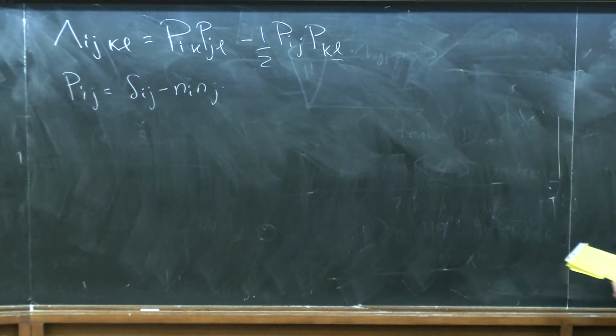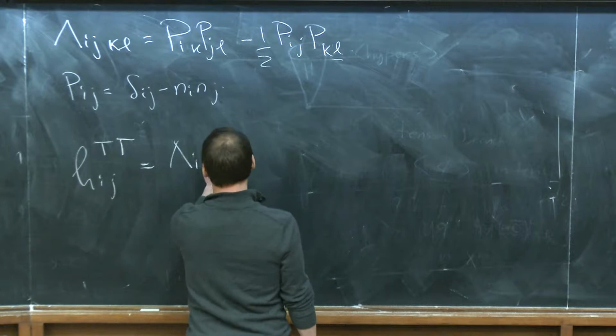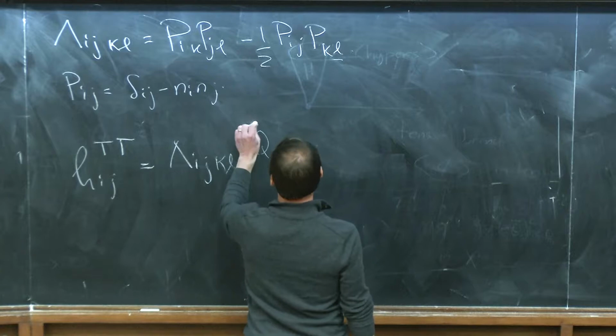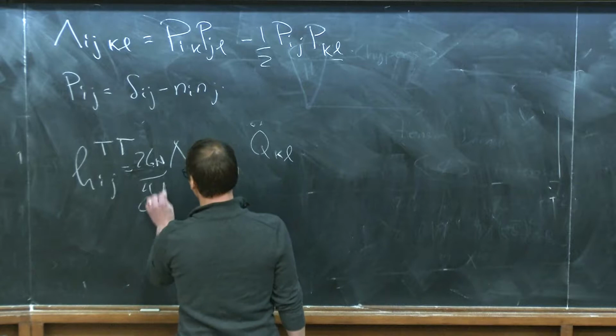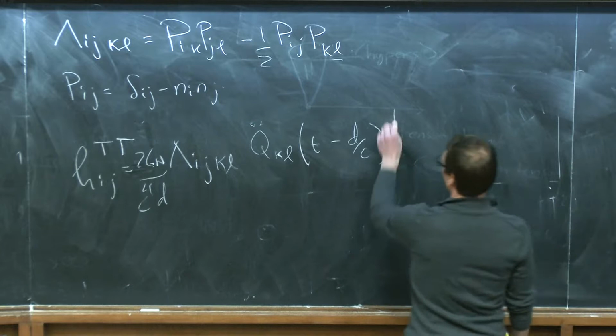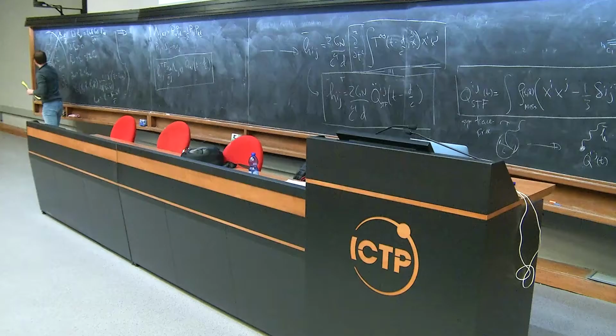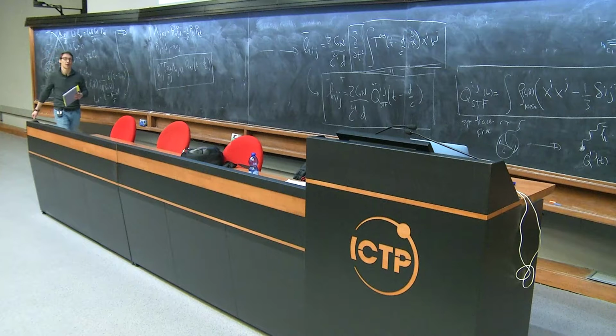And then the IJ transfers traceless, UKL double dot. Let's put the 2G Newton over c⁴D, and this is evaluated at t minus D over c. So this is our leading order expression for the gravitational waves emitted by a source that is changing its quadrupole moment in time, and it depends on the second derivative of the quadrupole moment. Okay?